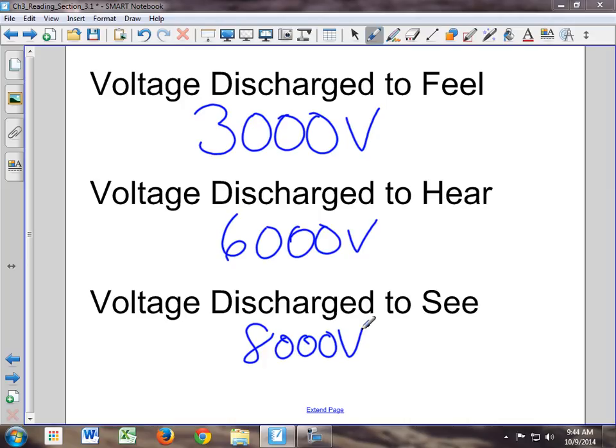So these numbers will be on the test. Guaranteed numbers on the test. If you don't have these written down on your piece of paper, I'm guaranteeing you that you're going to see a matching number on the test, or something like it, where I say, I just touched my motherboard and heard the crack. What's the minimum number of voltage that I just discharged into my motherboard?